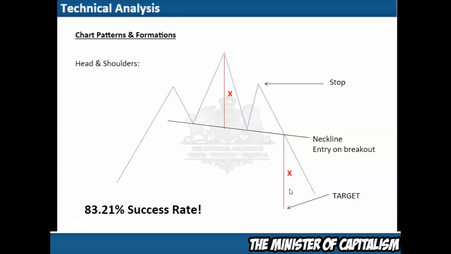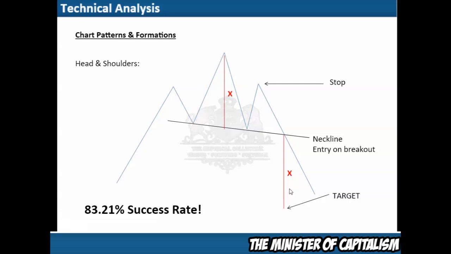We're going to look at 6 of the most common chart patterns and formations that you're going to run into whenever you're trading. We're going to look at the head and shoulders formation, double tops and bottoms, triple tops and bottoms, wedges, triangles, and flags. And if that sounds confusing, don't worry. We're going to go over some examples so you'll be able to understand all of it.